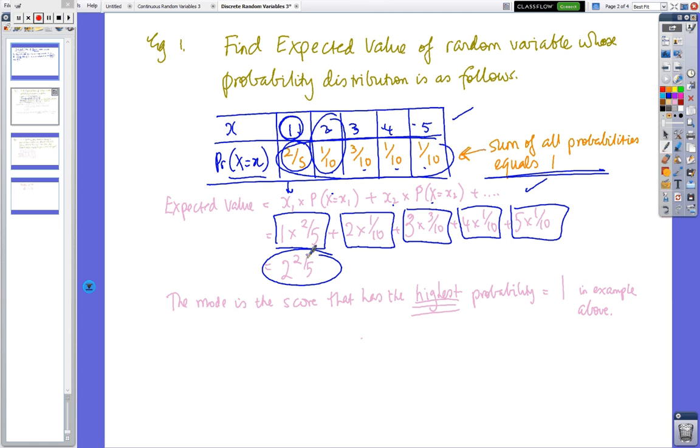If you get asked the mode, the mode is the score with the highest probability. In these ones here, the highest probability is 2/5, so the mode is 1. The score that occurs the most is the one with the highest probability. You don't get asked to find the median for these ones.